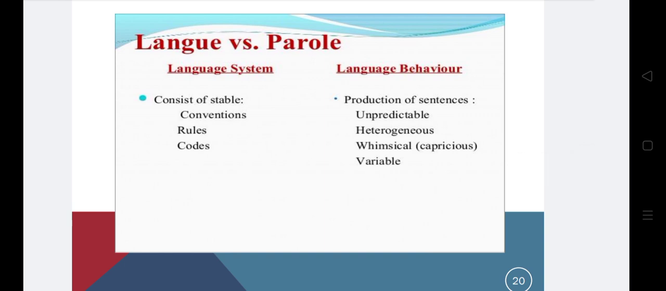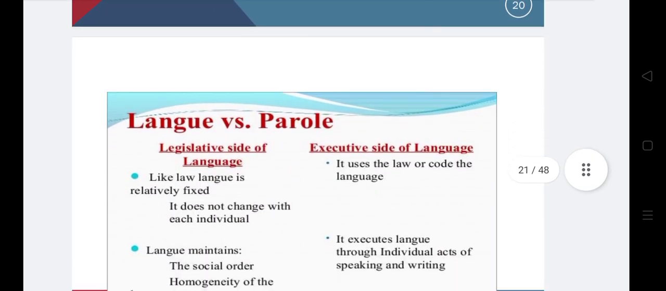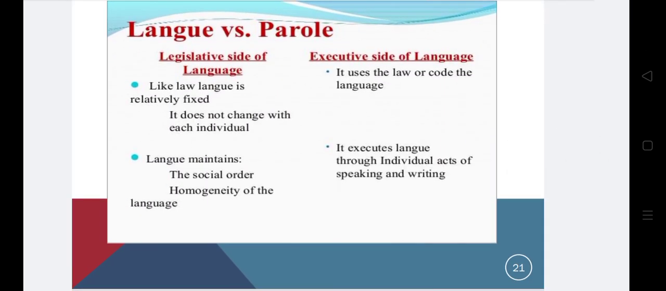Langue versus parole, further differences. Langue is a language system, whereas parole is language behavior. Langue consists of stable conventions, rules and codes, whereas parole is a production of sentences, unpredictable, heterogeneous, whimsical, variable. So langue is the legislative side of language, and parole is the executive side of language.